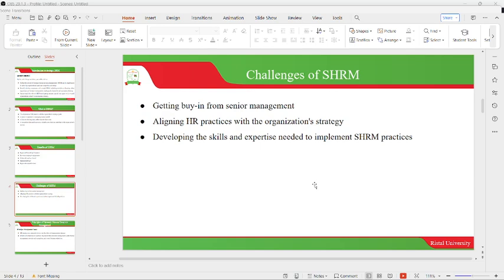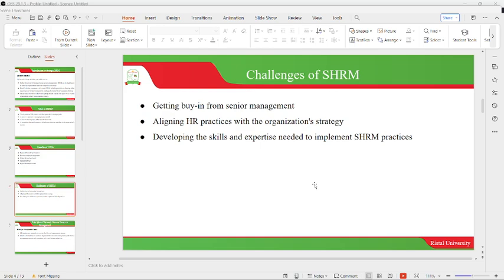The last one is developing the skills and expertise needed in implementing strategic human resource practices. It's also a challenge. You need to get someone who's going to spearhead the process. What if that person is hired by your competitor or someone else? So that is the challenge. You'll be developing someone, training the person so that the person works with you, but tomorrow you find that the person is leaving you to join another organization, maybe because the other organization is having a better offer compared to what you are putting on the table. So these are some of the challenges of strategic human resource management in an organization.